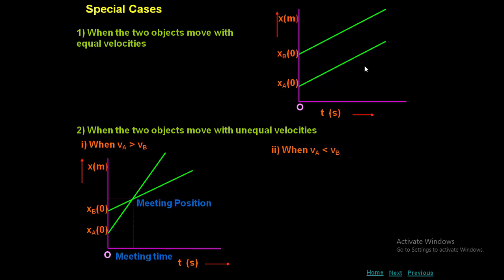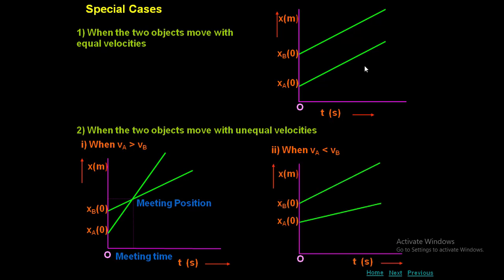When VA is less than VB, how can we represent that? They will not meet because B's position is already above the position of A. So the graph will be like that. They are not parallel lines. They are going to diverge apart.